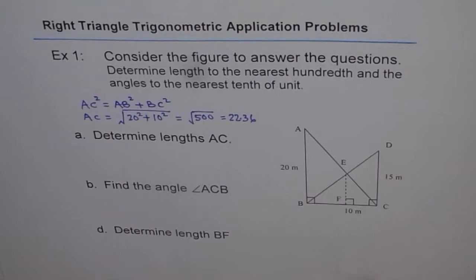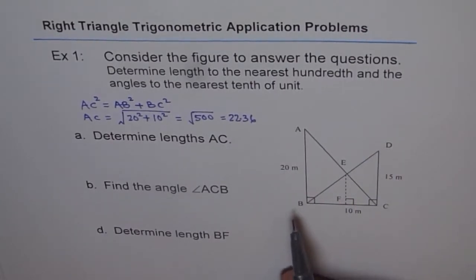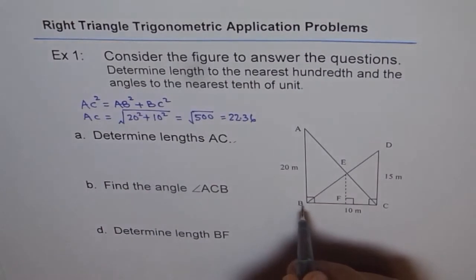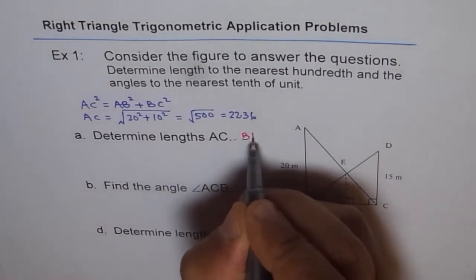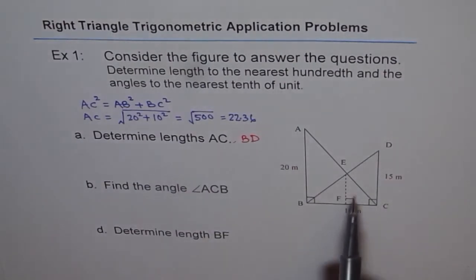Now what you can do is you can find BD. So I'll leave that as a question for you. I'm writing your questions in a different ink. So I'll write for you, find BD. You can say determine AC, and for you, determine BD. BD will be in a similar way. You can use 15 square plus 10 square to find BD, correct? So that will be an exercise for you to do.